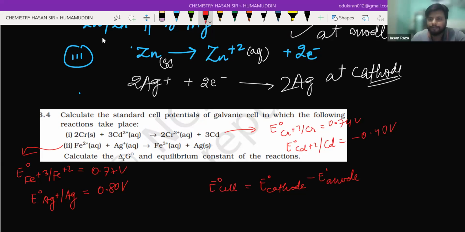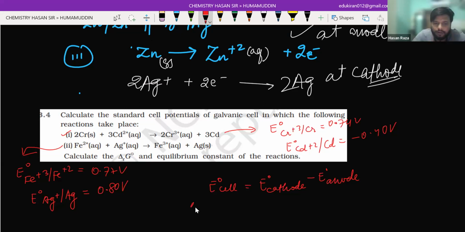No answer. E naught cell I found out, but delta RG I could not. Okay, E naught cell for what? The first reaction. What is the value of E naught cell for the first reaction? Plus 0.34. Plus 0.34 volt. Very good.